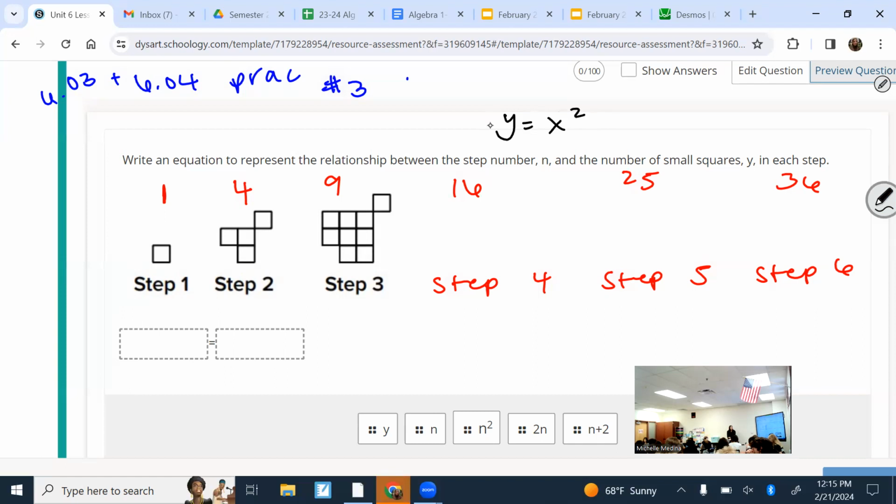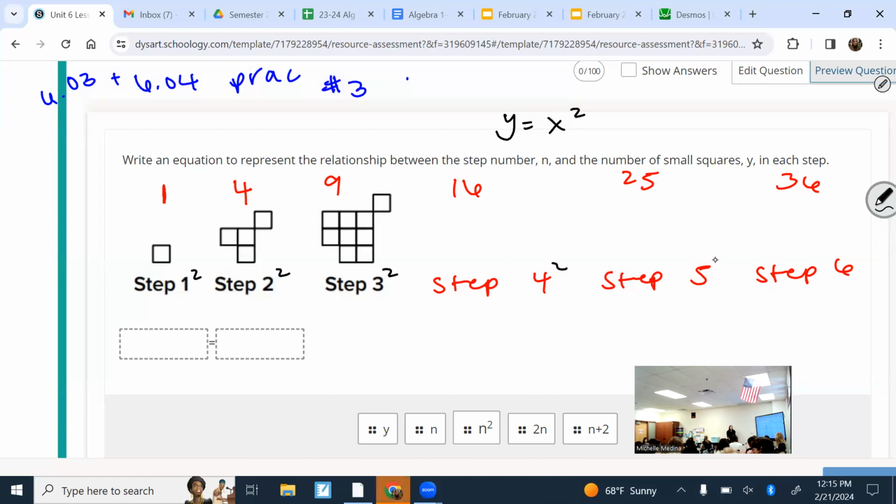Okay, these are all perfect squares. 1 is 1 squared. 4 is 2 squared. 9 is 3 squared. 16 is 4 squared. 25 is 5 squared. Do you see the pattern? So aside from trying to picture the shape, the pattern within the numbers is that they're all perfect squares. And really all you had to do was square the step number. Does that make sense? Do we see it now?